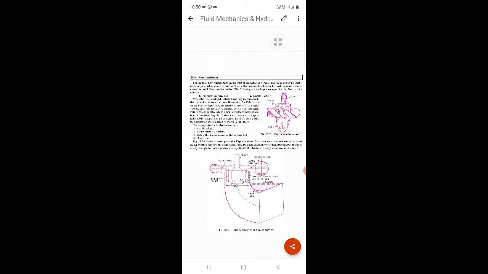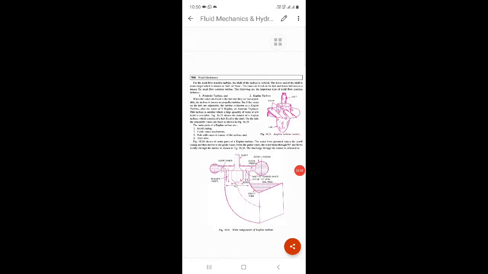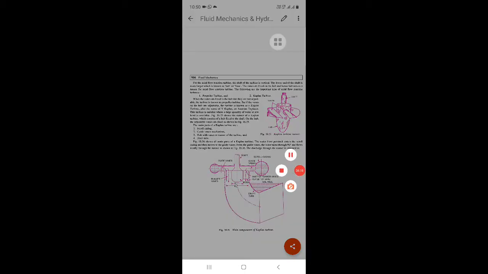When the vanes are fixed to the hub, they are not adjustable. The turbine is then known as a propeller turbine. But if the vanes on the hub are adjustable, then the turbine is known as a Kaplan turbine, after the name of Kaplan. The figure shows a Kaplan turbine, which consists of a hub.